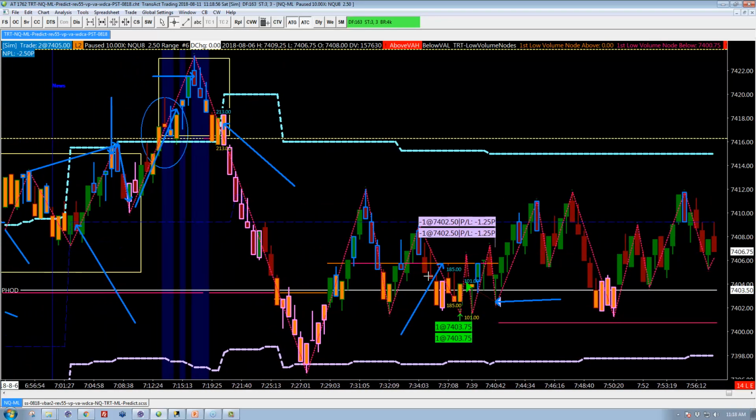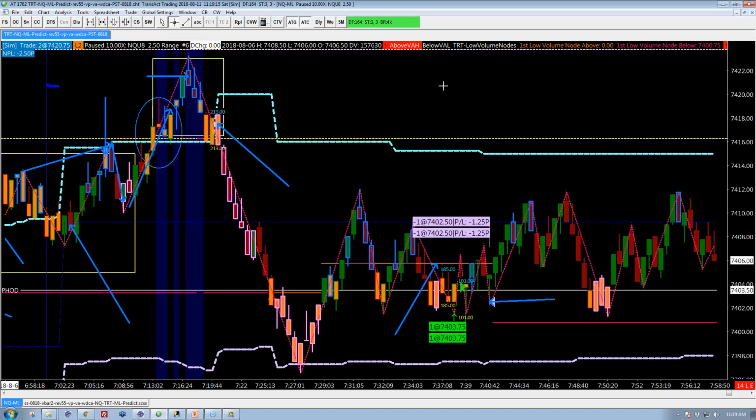Inside the value area, I'm going to look for low volume nodes. At the edges, I'm going to look to make predictions. And then when I get outside the value area, which we haven't seen yet in today's session, I need a low volume node before I'll do anything. Okay.